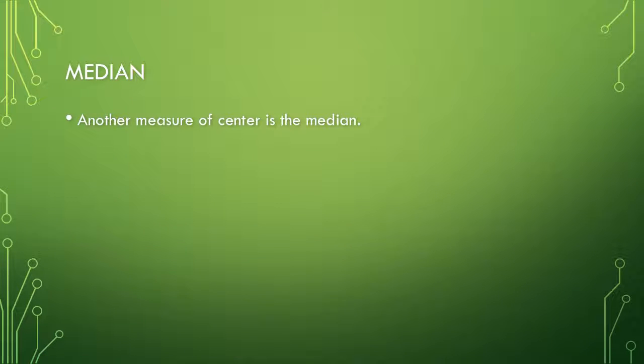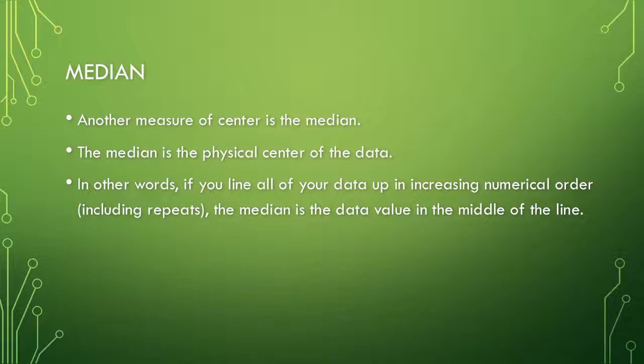Another measure of the center is the median. The median is the physical center of the data. In other words, you're going to take all of your data values and arrange them numerically from smallest to largest. If you have any repeated numbers, you include those repeats. So if one of the numbers is repeated 3 times, you will include all 3 of those. All data values must be listed, in numerical order, and the median is the data value that is the middle of that lineup.